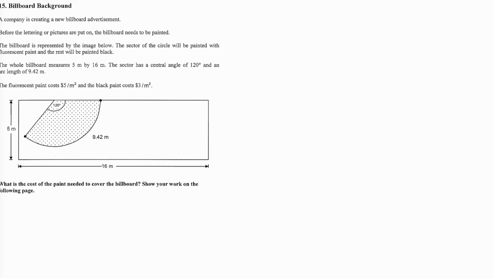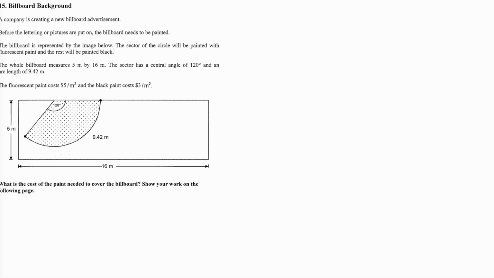The whole billboard measures 5 meters by 16 meters. The sector has a central angle of 120 degrees and an arc length of 9.42 meters. The fluorescent paint costs $5 per meter squared and the black paint costs $3 per meter squared. What is the cost of the paint needed to cover the billboard? Show your work on the following page.